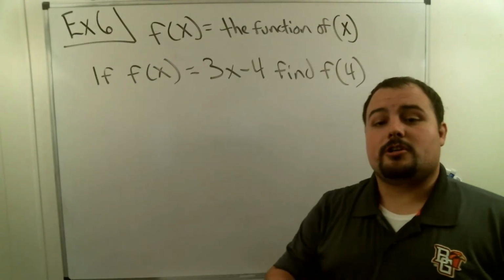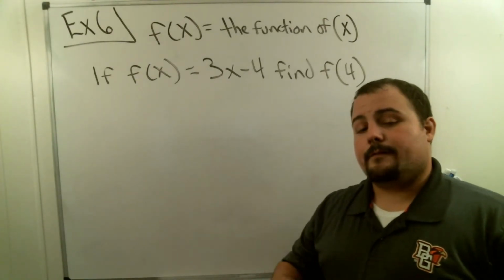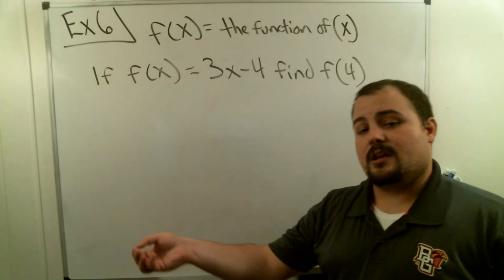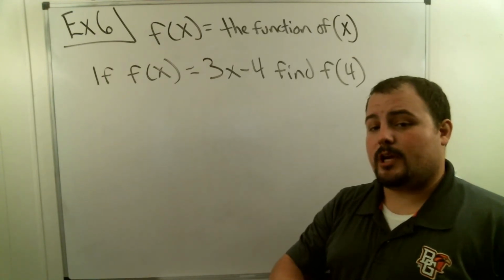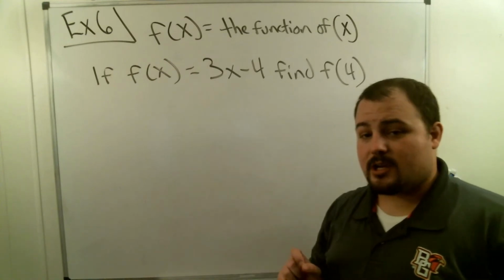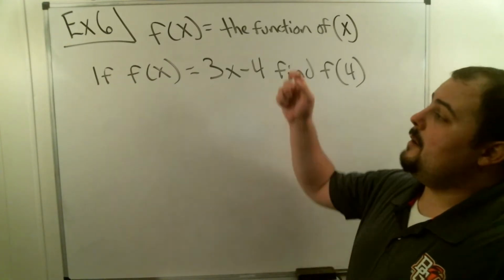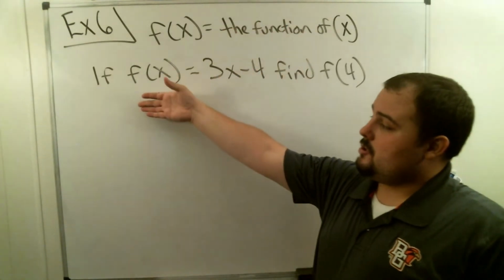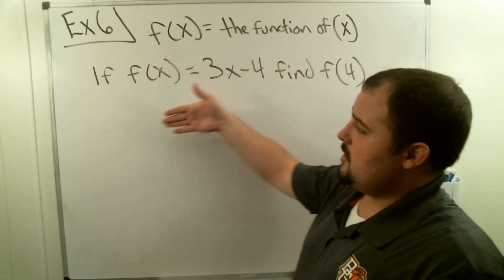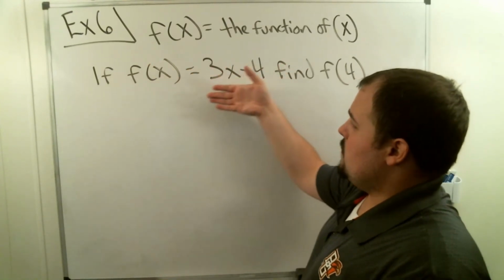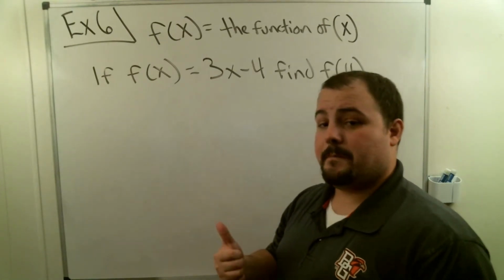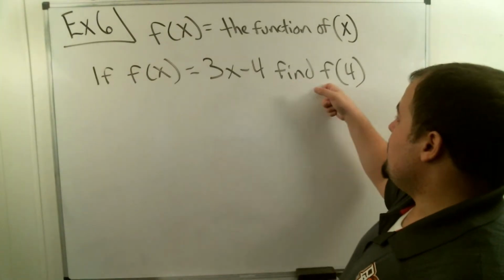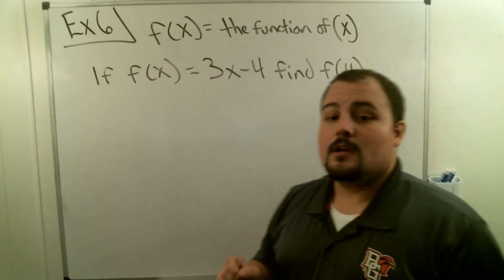In example 6, we're going to start talking about function notation. Now, functions are where we plug something in and we get something out. Hopefully you've seen function notation maybe in 8th grade. If you haven't, that's okay. I'm going to cover it through this lesson here. But when you read function notation, this is a problem written in function notation. It says f of x equals 3x minus 4, or 3 times x minus 4. They want us to find the function of 4.